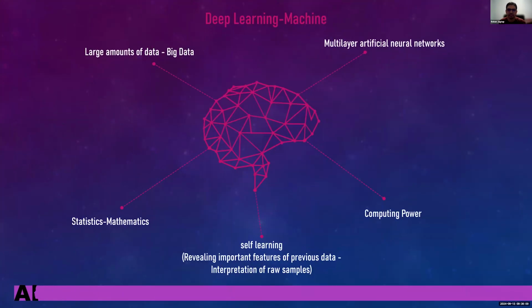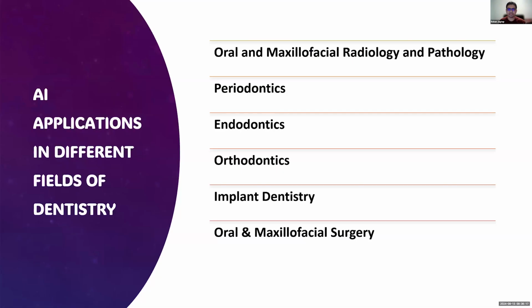So deep learning, again, needs a lot of computing power, so a lot of AI companies are using NVIDIA chips for training. We need a large amount of data, multi-layer neural networks, and statistical methods to train the model. So now our part, how it applies to our field. I'm going to go by each specialty and general dentistry as well.